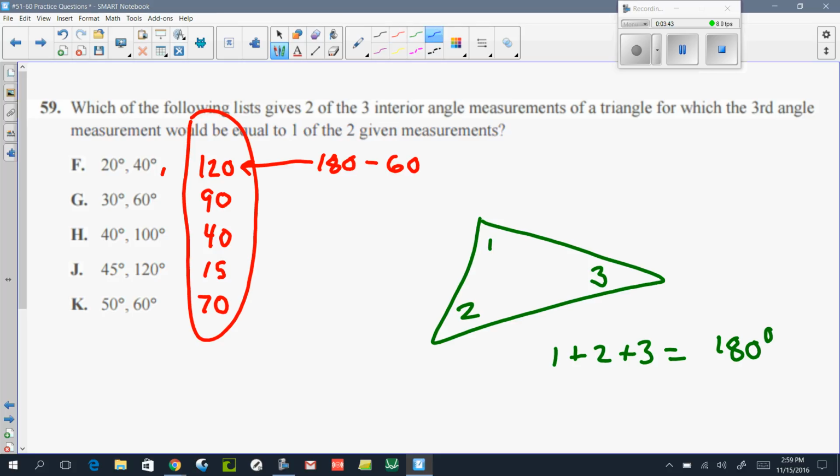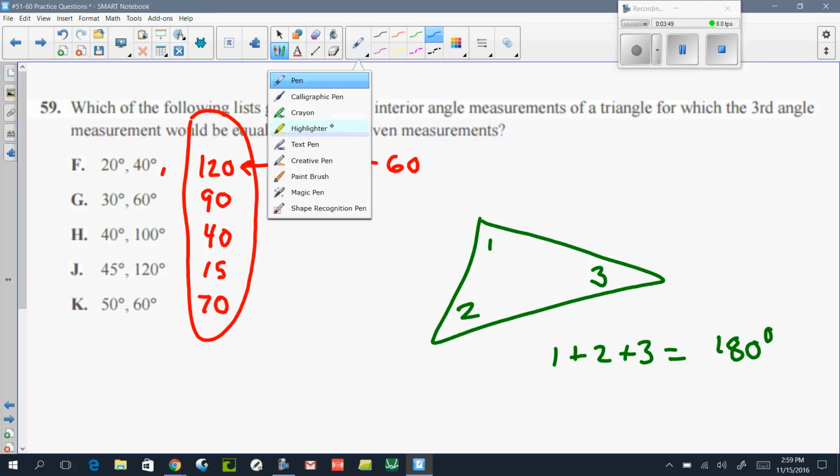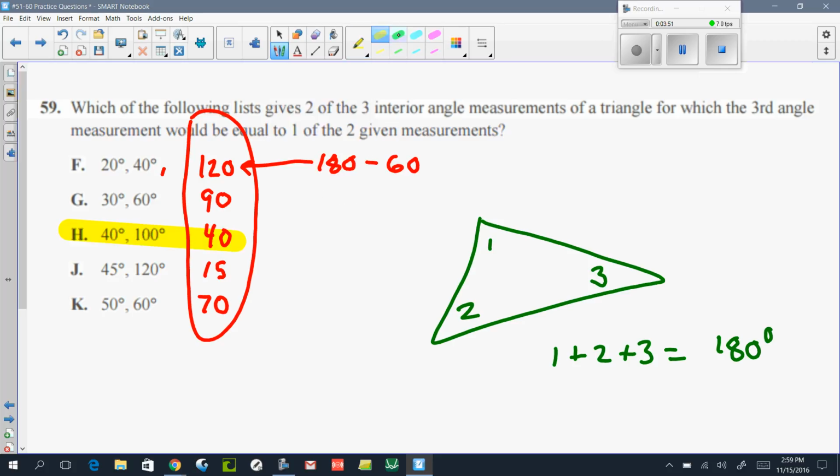The question is simply asking which of these has a third angle equal to one of the two other angles. And the only answer here is this one, because our third angle, 40, is equal to one of the other ones, 40 right there. So the answer is H.